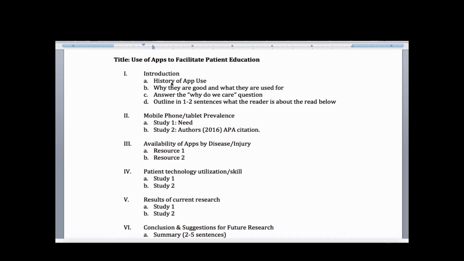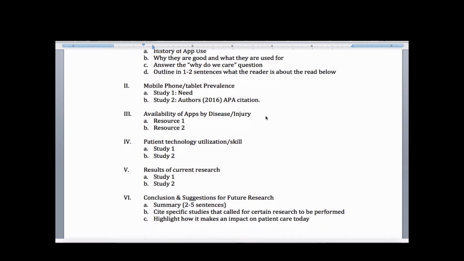In your introduction, you want to take a look at the history of X, whatever it is you're going to do, why and what and when and how, and then answer the why do we care question. I think that's important in graduate school. Why do we care about this? Why is it important? And then outline a couple of sentences of what they're about to read, what they're about to embark on. That's always good, a good introduction that tells the reader where we're headed.